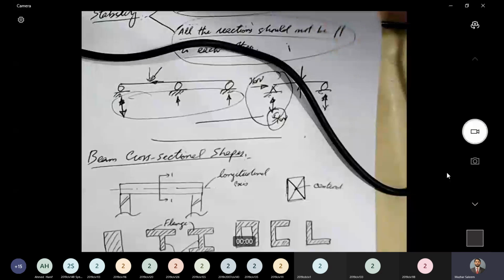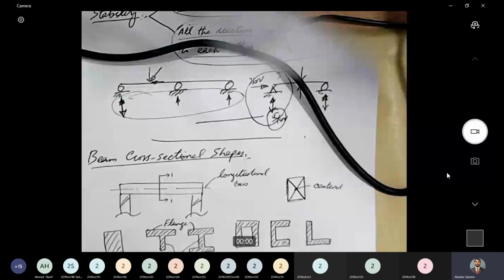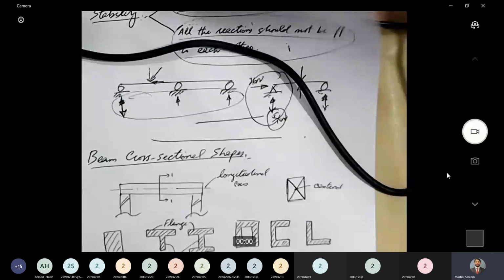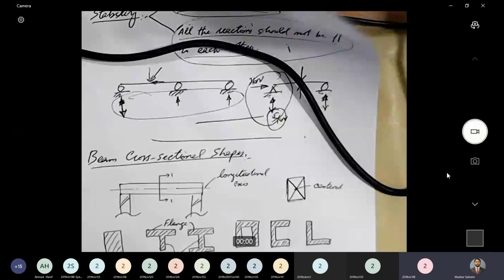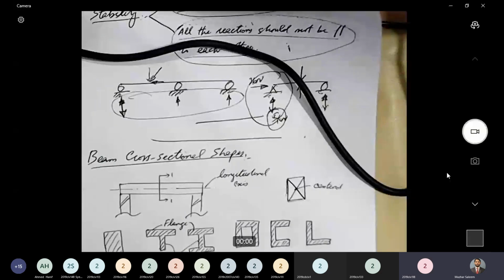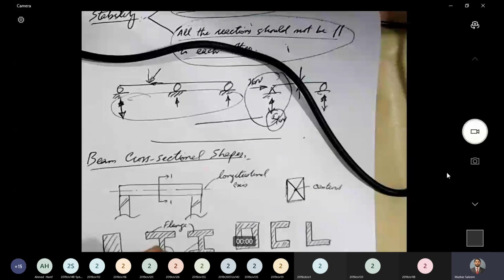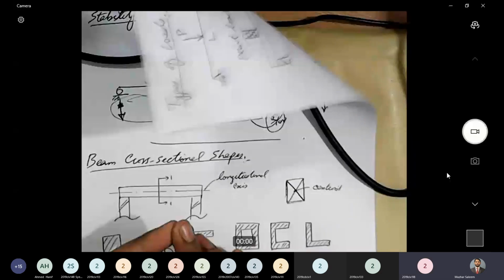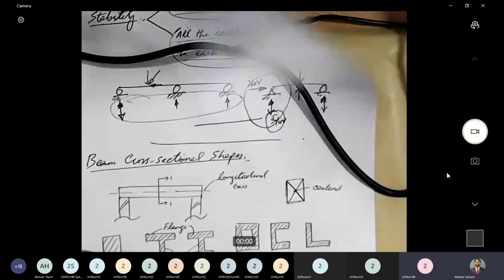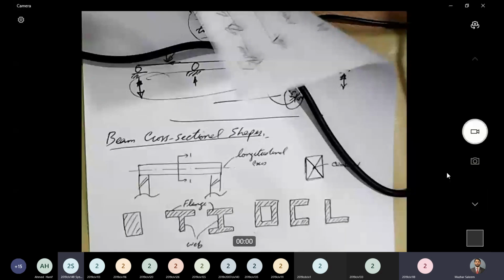In basic mechanics, did you study geometrical properties of plane areas? No sir. Have you ever heard about centroid, axis of symmetry, something like this? How to calculate first moment of area, how to calculate second moment of area. Have you ever heard about second moment of area? No sir.